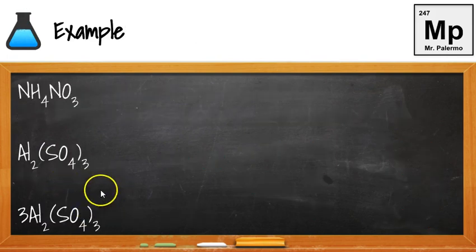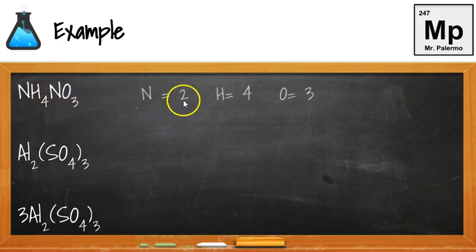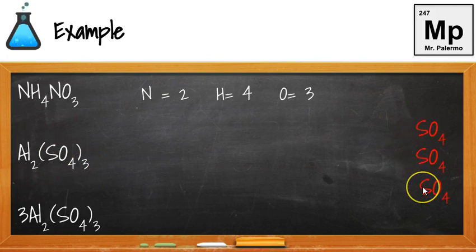So let's see some more examples. Let's figure out the number of atoms of each type. So for nitrogen, there's an unwritten 1 here, but I also have another nitrogen over here, so there's another unwritten 1. So 1 plus 1 gives me 2 nitrogens. For the hydrogens, I have 4, and for oxygen, I have 3. Next example, for aluminum, I have 2, and then again, we have this parentheses thing here. We have SO4, and I have 3 of them, so I have 3 SO4s. So again, it means I have 1, 2, 3.